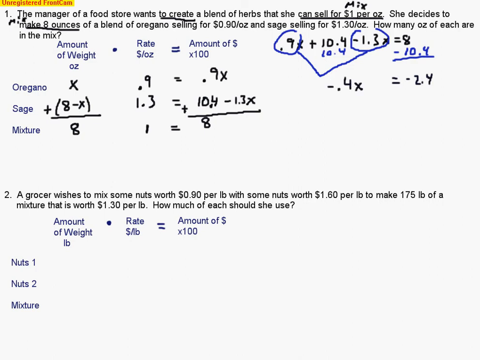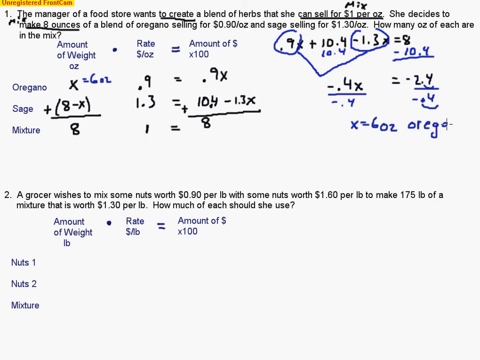And so when you do the division, we go ahead and divide by that negative 0.4, and we get those negatives to cancel, and the decimal moves over one space, so x equals 6. So what's x represent? Well, right here, x is the oregano that sells for 90 cents per ounce. And so 6 ounces is what we needed here, and that was the amount of oregano.